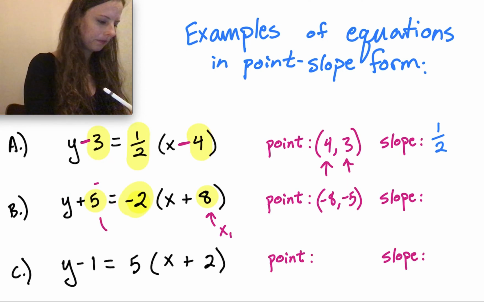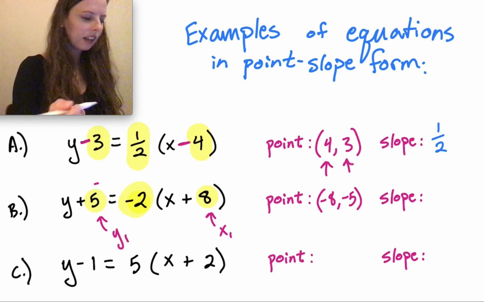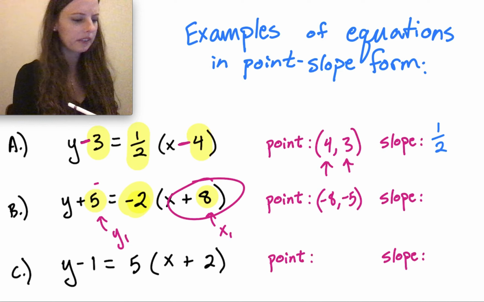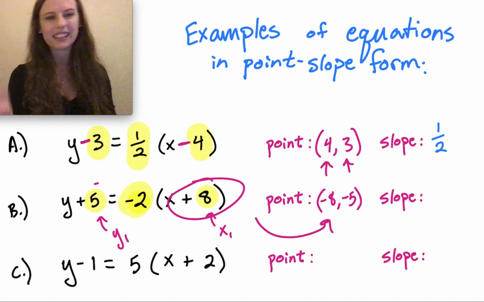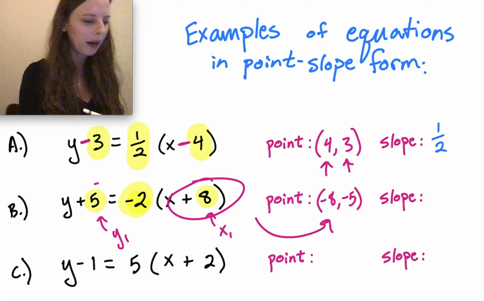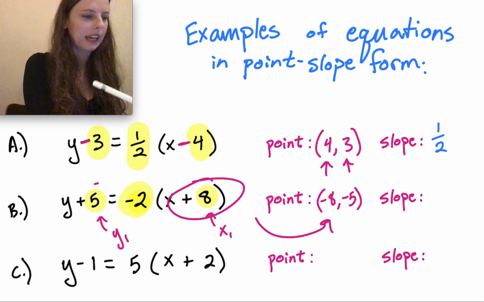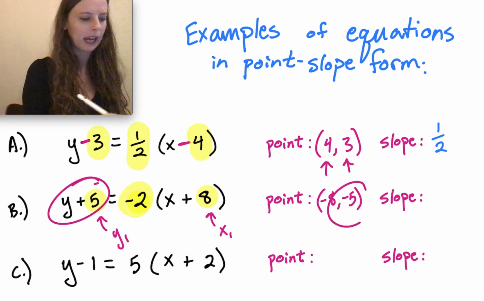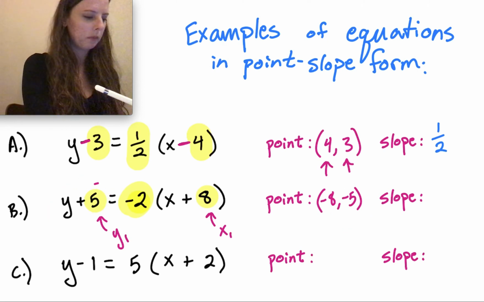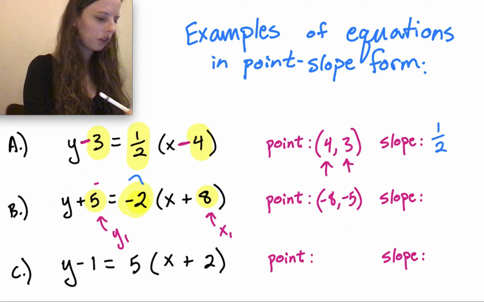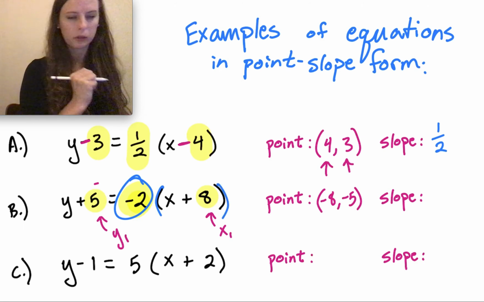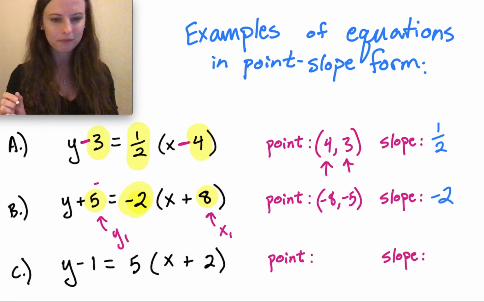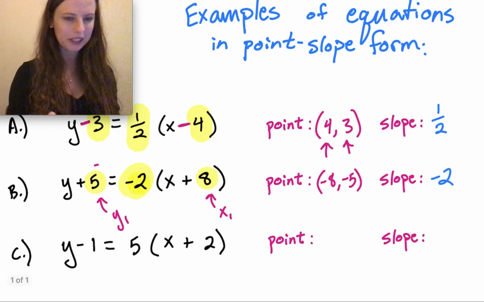Let's get rid of that. There we go. And again, it's positive in the equation, but then in the point, it changes signs. So the +8 in the equation became a -8 in the point. Same thing, the +5 became a -5 in the point. And finally, our slope is the number in front of that group of parentheses, so our slope is negative 2.